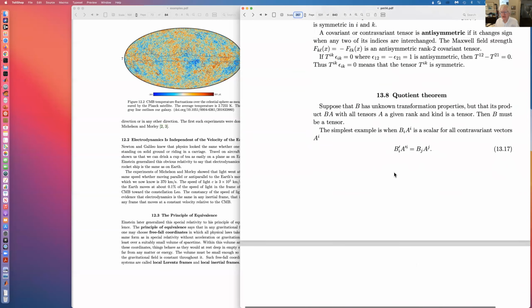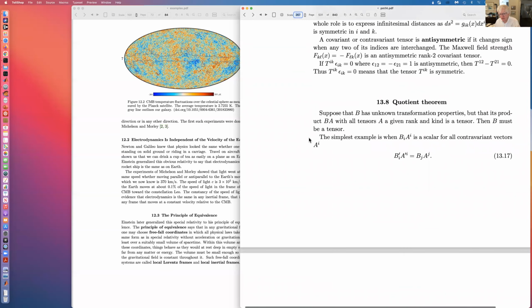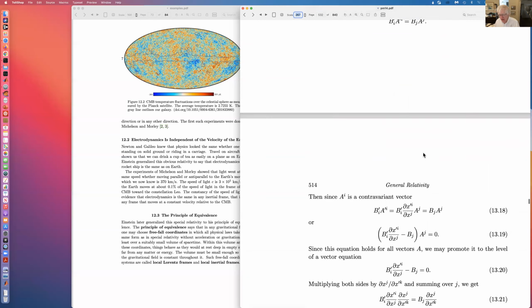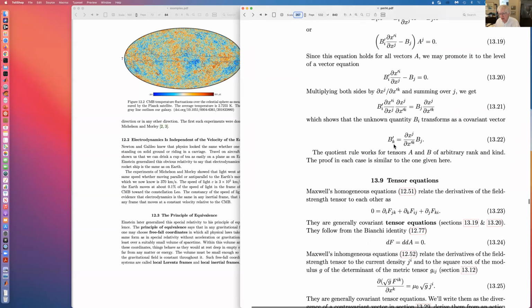So what we've learned is if for all contravariant vectors A^I this thing is a scalar, then B_I has to be a covariant vector. And it turns out that the quotient rule can be generalized to arbitrary tensors, and the proof in each case is similar to the one given here.